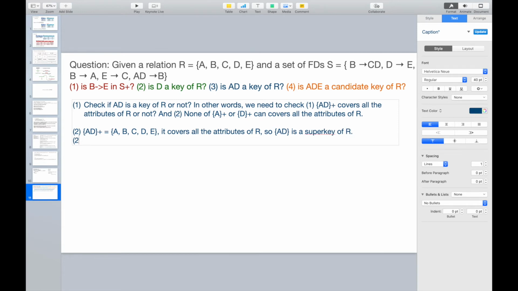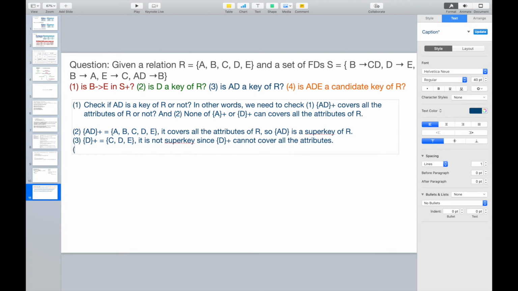Besides this, we also need to check what? We also need to check that none of its subsets can cover all the attributes. In problem 2, we have calculated D closure already. It equals C, D, E. It is not a super key, since D closure cannot cover all the attributes.